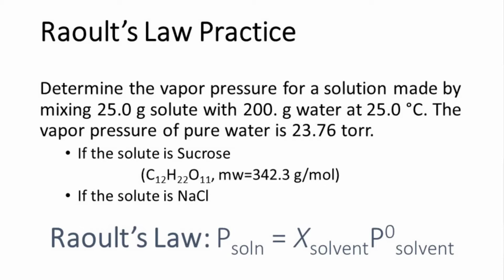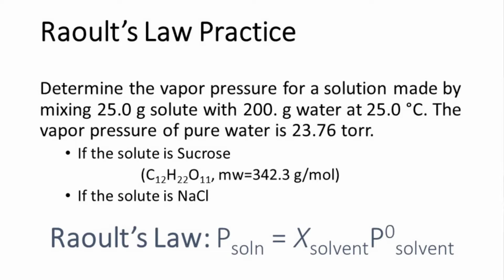Let's work a Raoult's Law problem. Determine the vapor pressure for a solution made by mixing 25 grams of solute with 200 grams of water at 25 degrees Celsius, where the vapor pressure of pure water is 23.76 torr. Now we're going to work this problem twice, once where the solute is sucrose and once where the solute is sodium chloride, because sucrose is a covalently bound molecule and sodium chloride is ionic.